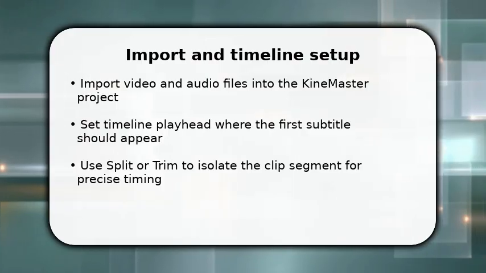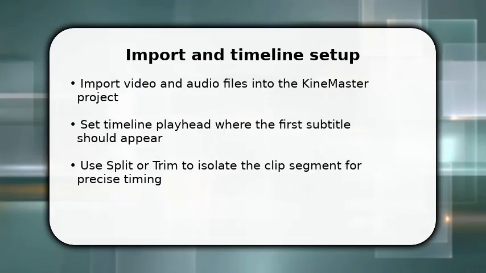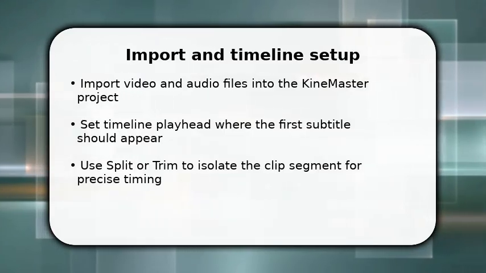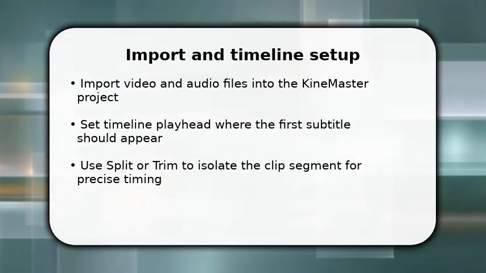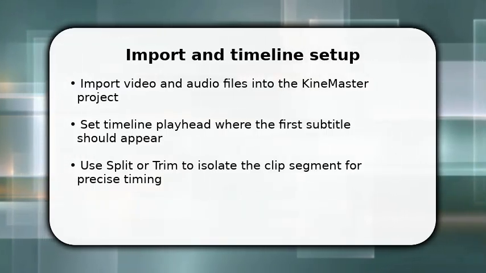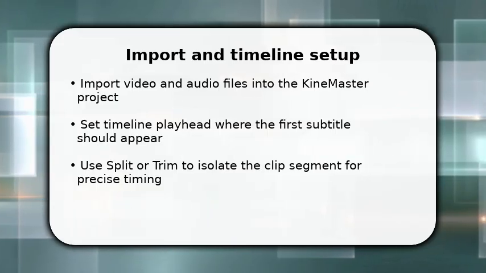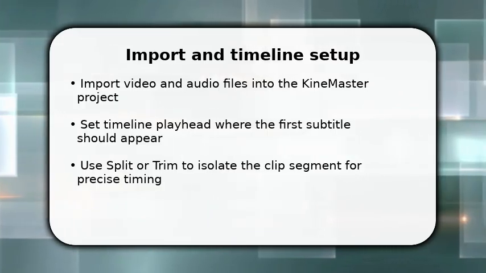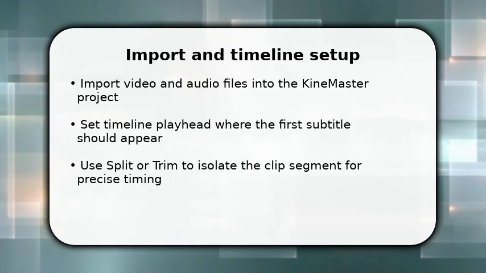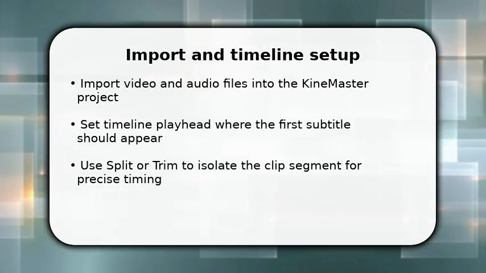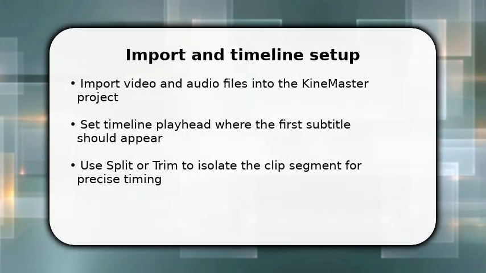You've got your footage in Kinemaster. Now place it on the timeline and set the playhead at the first line of dialogue. Tap the layer button and choose text to add a new subtitle layer, then type the exact words you want visible. Once done, drag the text layer's edges to match the clip segment so the subtitle appears only during speech. Make sure to use split when the line ends so timing stays tight and readable.